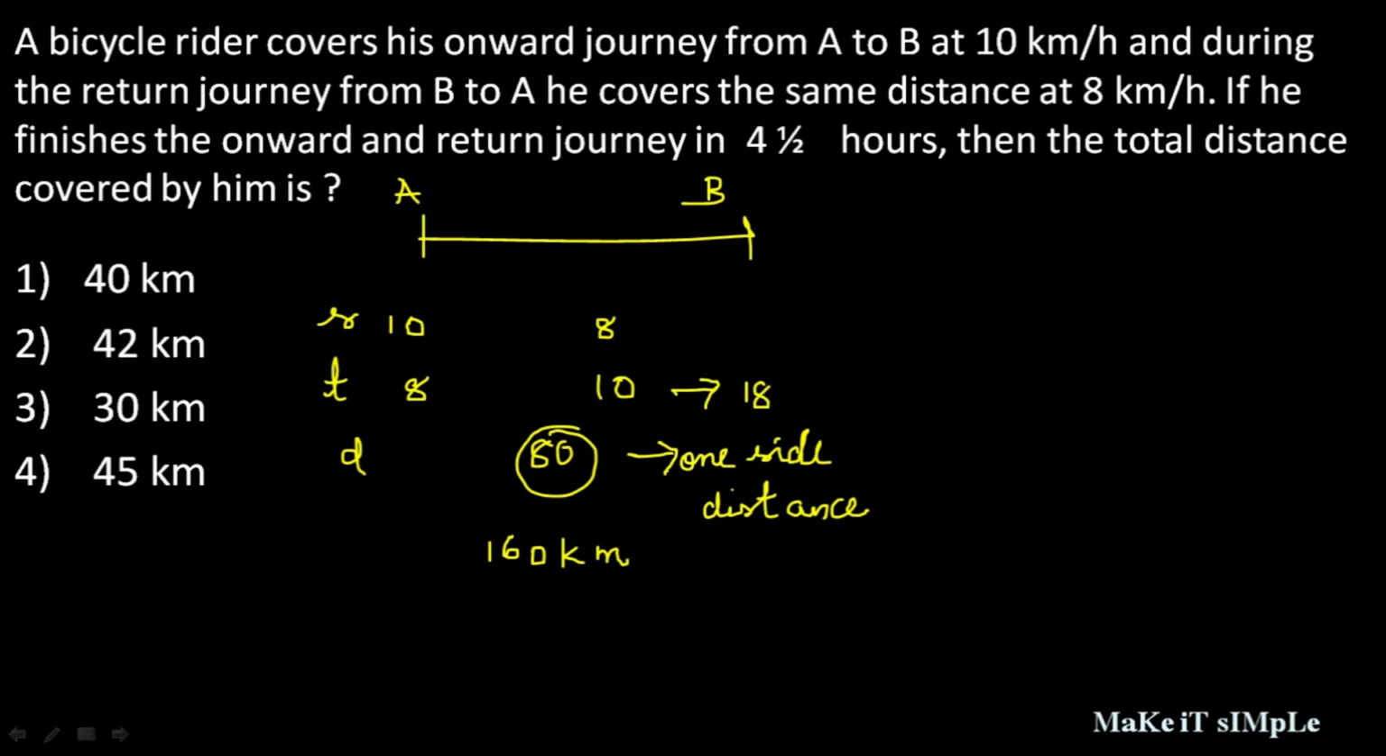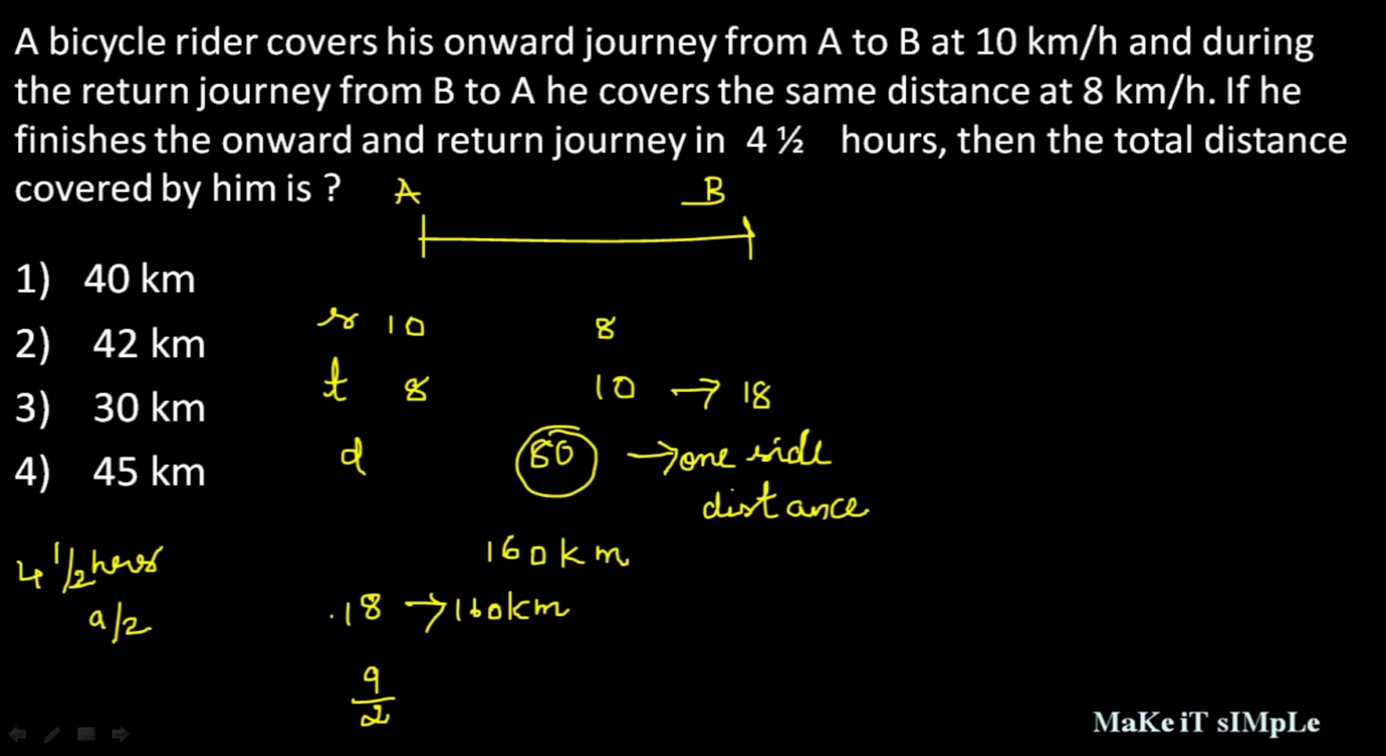Here, what is the total time? The total time is 18 units. So this 18 units is 160 kilometer. What do we have to find? We have to find the distance for 4.5 hours. So 4.5 hours is 9 by 2.